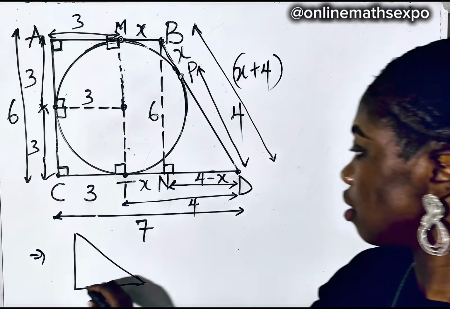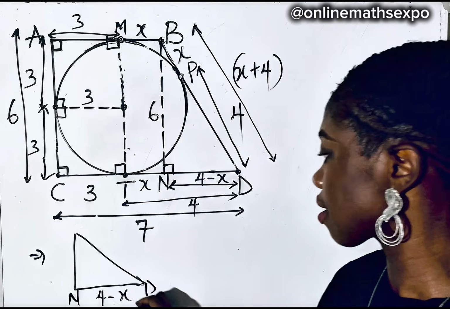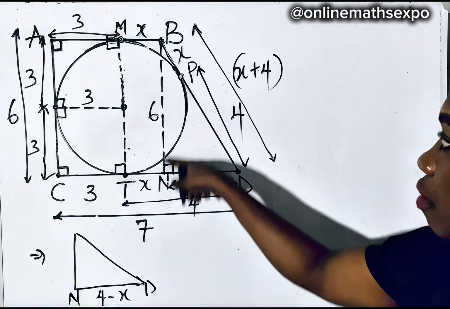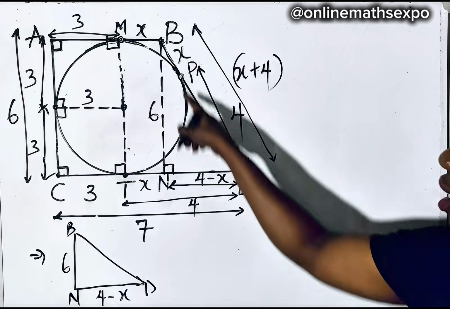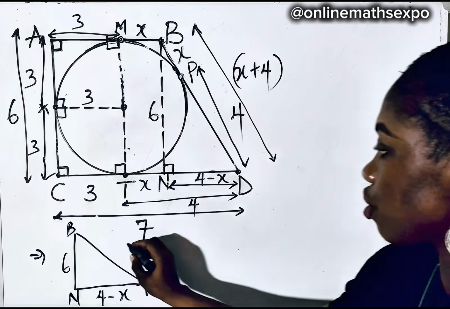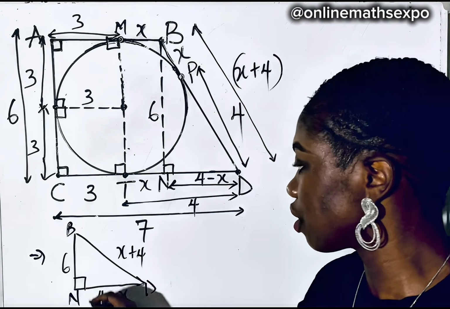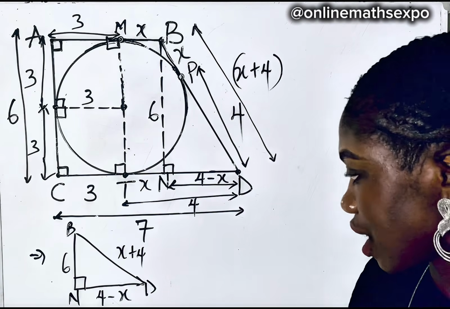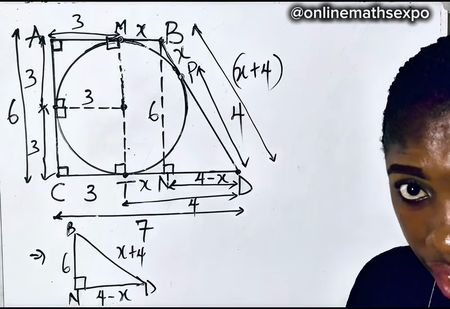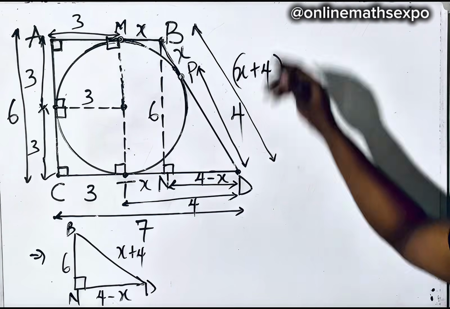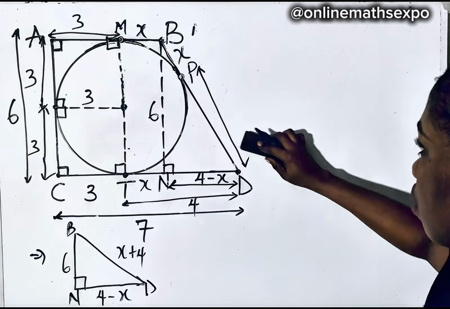This length is measured 4 minus x. Length NB, this whole length, is measured 6 units. And then BD is measured x plus 4. Remember that this has led us to using the Pythagorean theorem because we are working with the three sides of a right triangle.